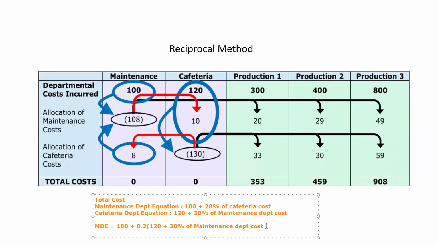Maintenance department cost, you can just consider this as 0.3 MD. This is how you frame an equation, and now you can easily solve this out. First, you will get the maintenance department total cost. Then again, substitute that in the second equation, and you'll be getting it for cafeteria.